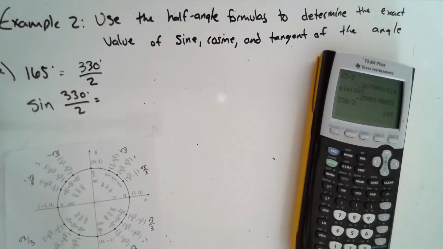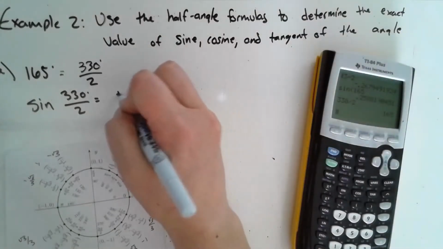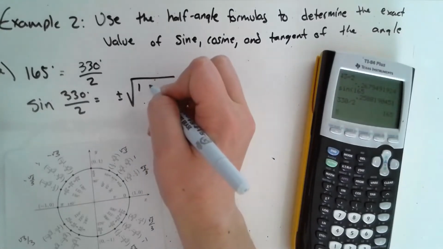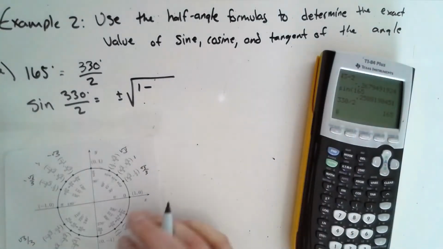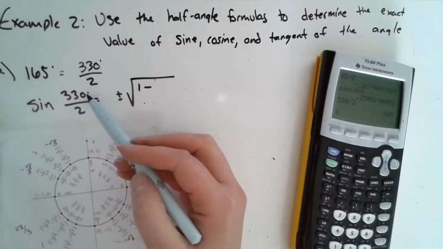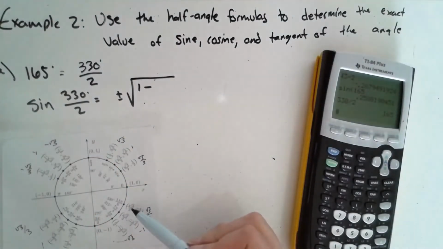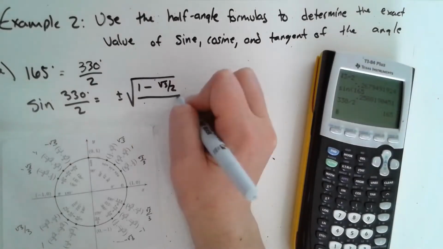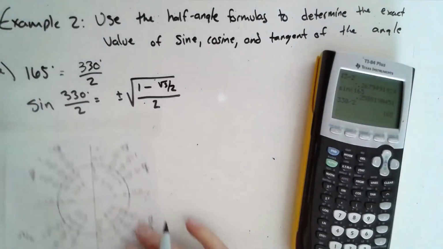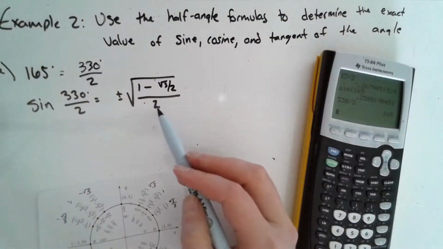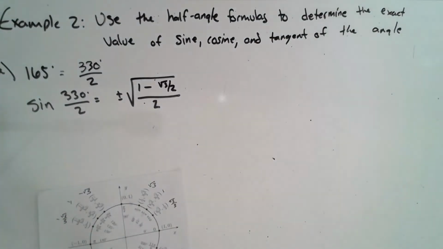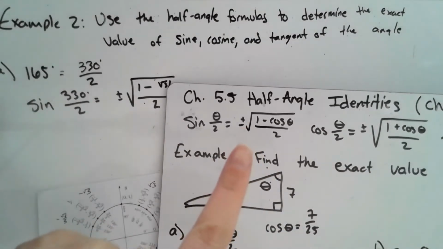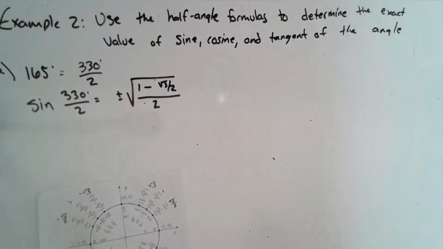Well, if you have your identities, sine is plus or minus the square root of 1 minus cosine theta, divided by 2. Well, theta is 330. And cosine of 330 is square root 3 over 2. Divide by 2 is from my identity. And if you need it, right there. Okay? We're going to leave it plus or minus.